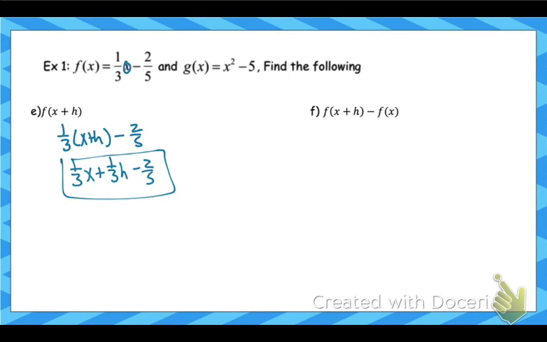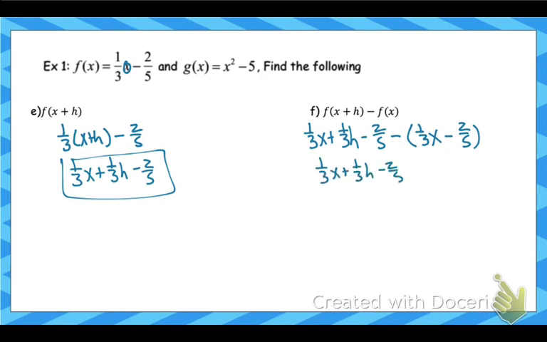All right, looking at this one. Same idea, f of x plus h, which I just found, so I'm going to go ahead and just write the same thing. And then I'm subtracting the entire f of x function. So I'm going to put it in parentheses. Be careful not to miss this. All right, again, be careful with those subtractions. So this gives me 1/3 x plus 1/3 h minus 2/5 minus 1/3 x plus 2/5. Well, then you'll notice that cancels, and I'm left with just 1/3 h.